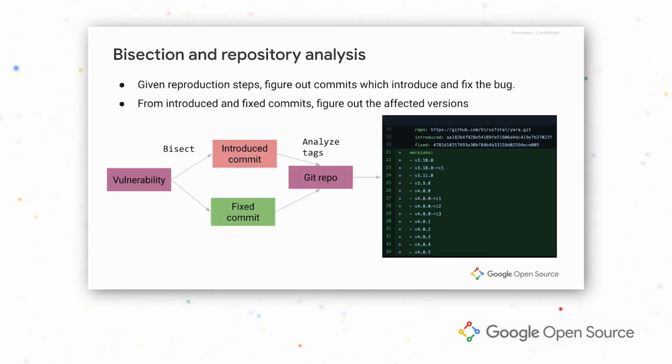For vulnerabilities with machine reproducible steps, OSV will perform bisections automatically to determine both the commits which introduce and fix the bug. From there, we can look at repository tags to determine the list of versions that are affected. This is how every vulnerability from OSS-Fuzz is triaged, with no human involvement in the entire process. And here we have a real example of a vulnerability entry where an OSV Gitbot appended the list of affected versions given the input commit ranges.